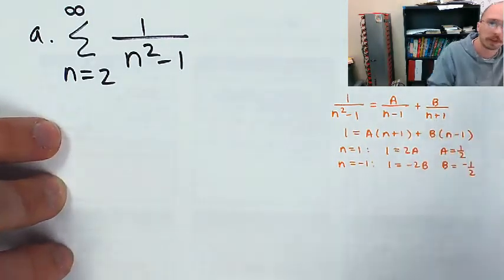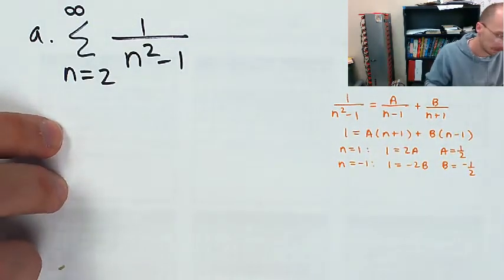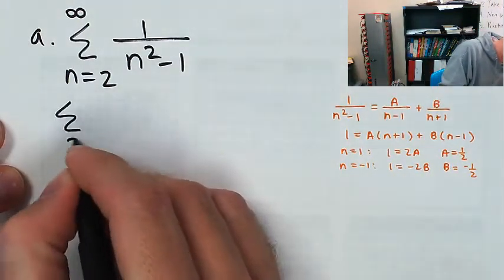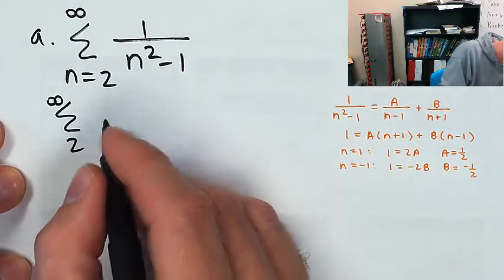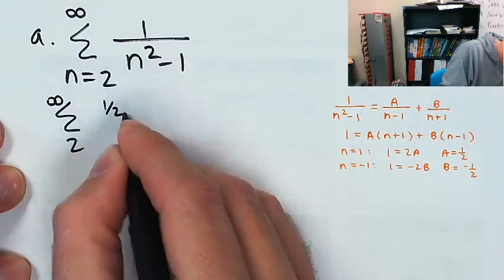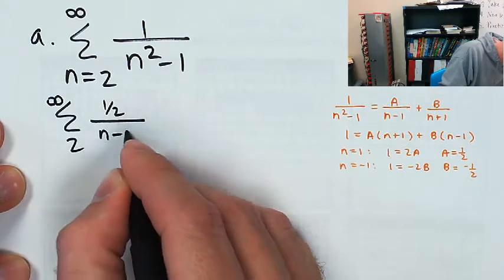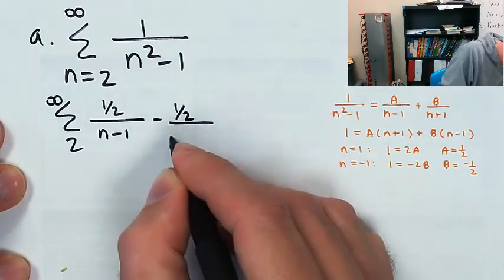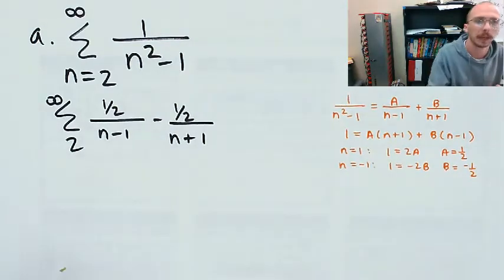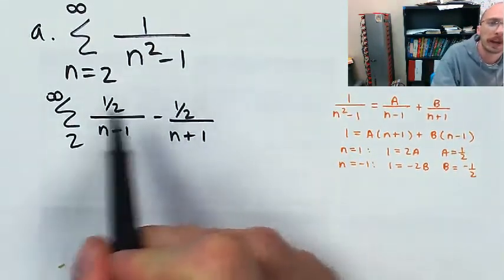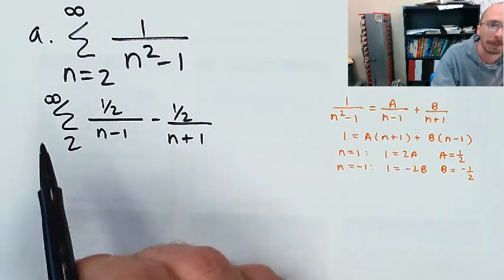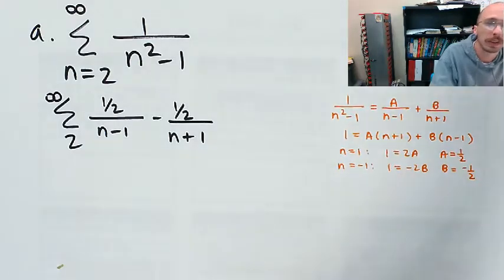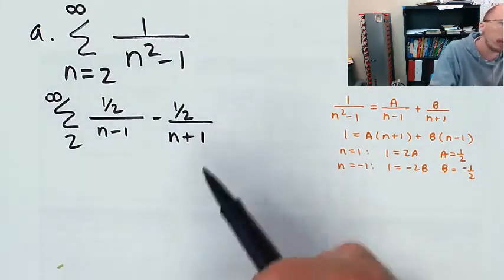So I've got it all set up. I'm just going to rewrite this series as the sum from 2 to infinity of 1/2 divided by n minus 1, minus 1/2 over n plus 1. If you wanted to, you could factor out the halves, say it's a half of the sum of 1 over n minus 1 minus 1 over n plus 1. That may have been the smart thing to do, but I think I'm just going to hold on to those halves right where they are.